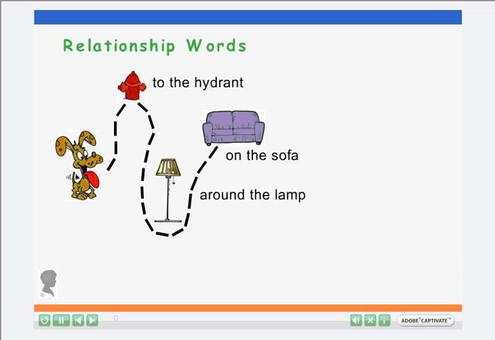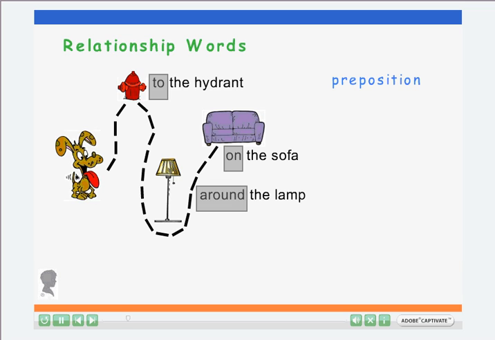Look at these 3 phrases that describe where Wilfred has been. They all begin with a word that shows the relationship between Wilfred and the object. Words like these are called prepositions. A preposition is a word that shows the relationship of a noun or pronoun to another word in a sentence.